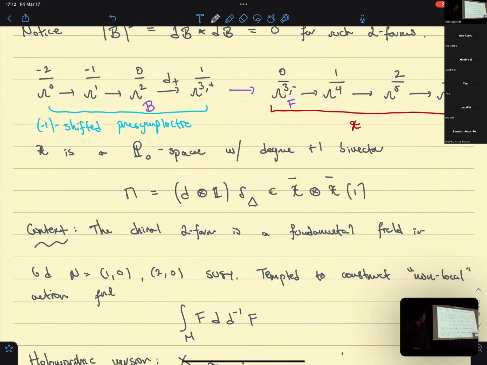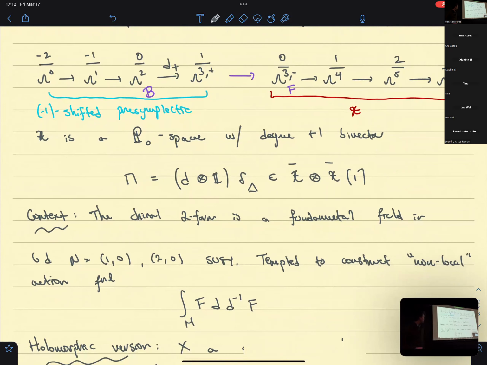So what's the context here? This chiral two form is a fundamental field in the sort of physics context that I just mentioned, which is called 6D N equals (1,0) or (2,0) supersymmetric theory.